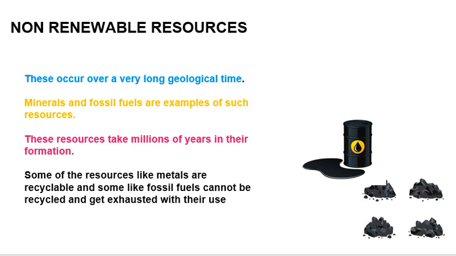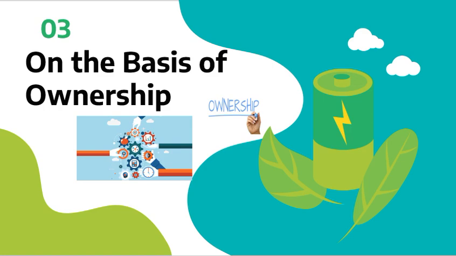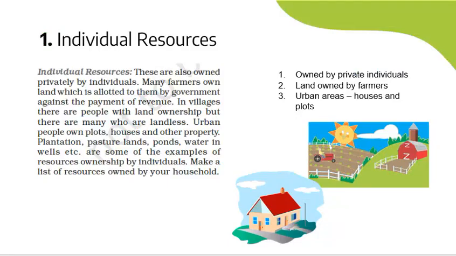So now, moving on to the next type of classification of resources, that is on the basis of ownership. Let's understand it. बहुत easy है. तो पहला individual resources, right? So these are owned by the private individuals. Apart from that, कुछ और करेक्टरिस्टिक देख लेते हैं.